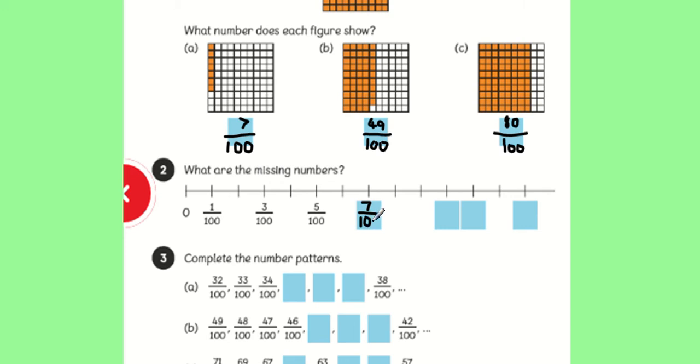This is 7 hundredths. I'm going to add in the ones in the gap now. So 7 hundredths, this one's going to be 8 hundredths. This one will be 9 hundredths, which means this one is going to be, yep, that's right, 10 hundredths. After that we've got 11 hundredths. So this one will be 12 hundredths, which makes this one 13 hundredths.